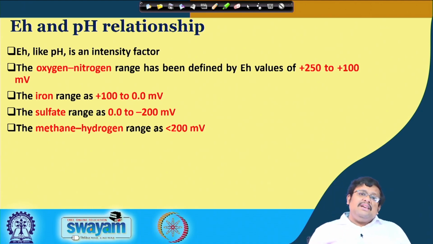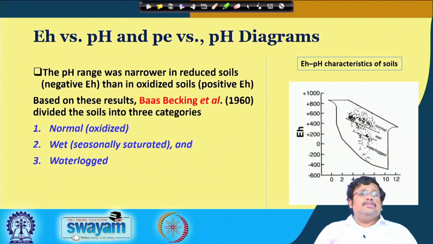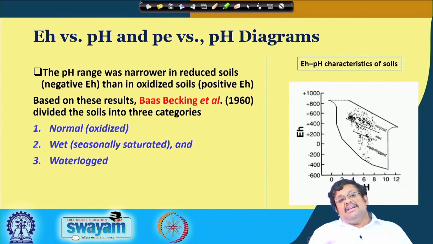So, in extreme cases, whenever this EH is very low, then you will see the formation of more and more reduced species than that of oxidized species. Now, let us see the relationship between EH versus pH and PE versus pH diagrams.